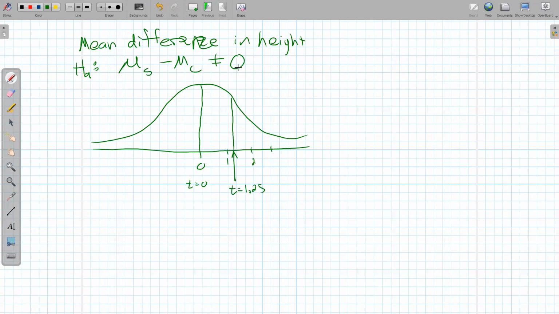Now, this is a two-tail test, so I have to reflect that over to the other side. T equals negative 1.25. So my p-value is the combination of both of these right here. So that combined with that is my p-value. And it's going to be a pretty big number here.